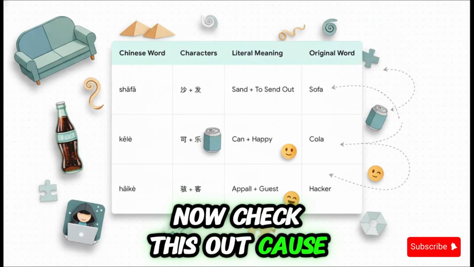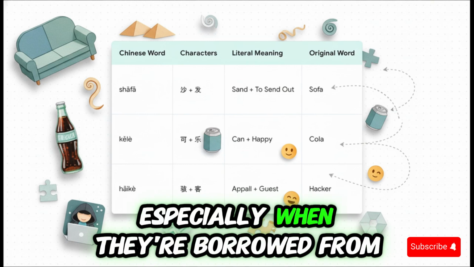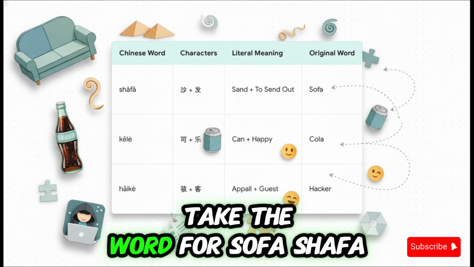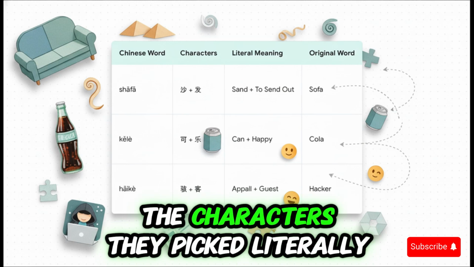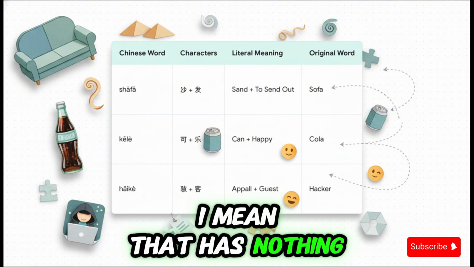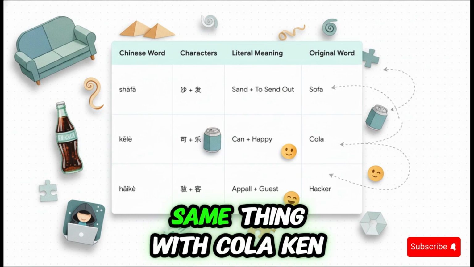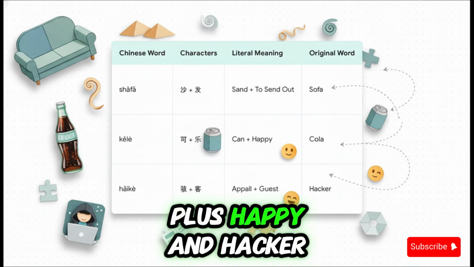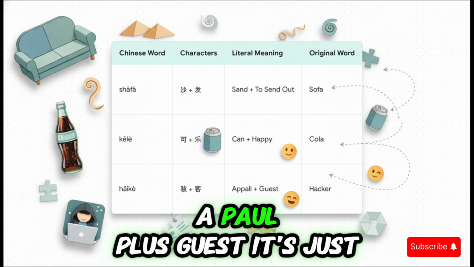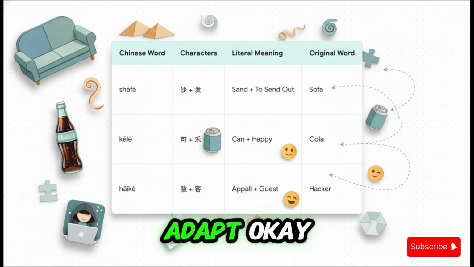Now, check this out, because this is so cool. This shows you how some of those pure words work, especially when they're borrowed from other languages. Take the word for sofa, shafa. The characters they picked literally mean sand and to send out. I mean, that has nothing to do with the couch. The characters were chosen just for how they sound. Same thing with cola, ke plus le, and hacker, hei plus ke. It's just a fascinating look at how languages borrow and adapt.